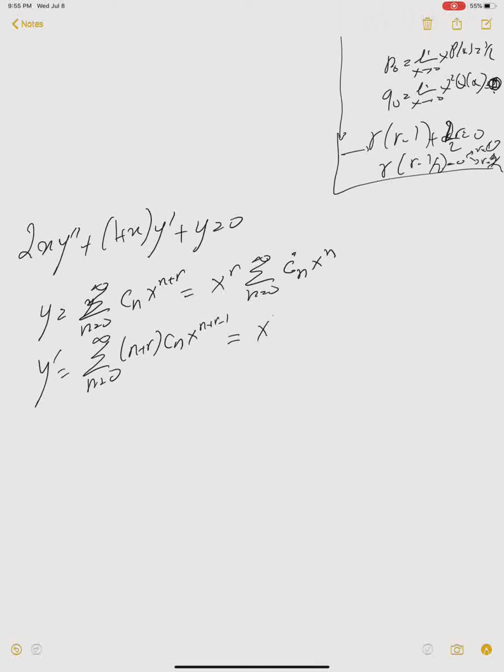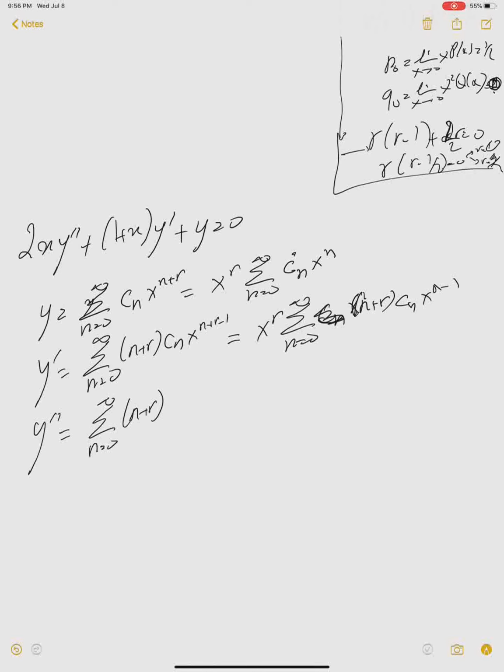And I can write this as x^r summation from n equals 0 to infinity (n + r) c_n x^(n-1). What about y''? This is summation from n equals 0 to infinity (n + r).